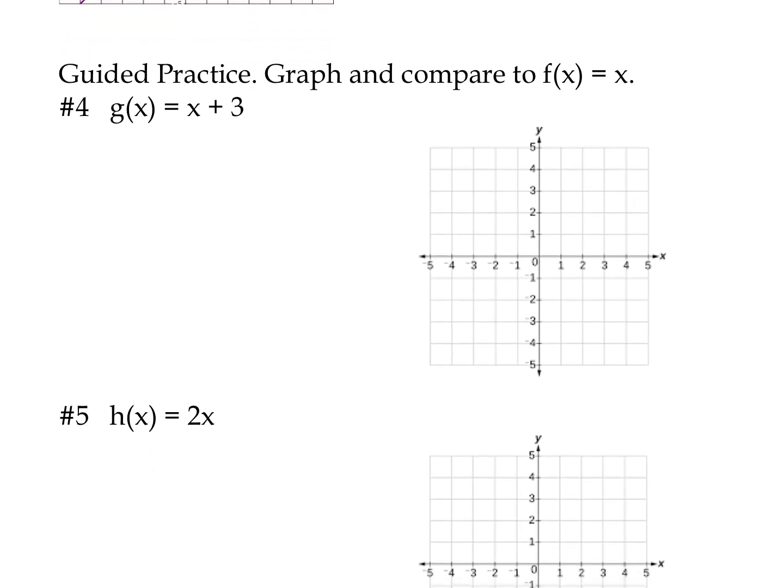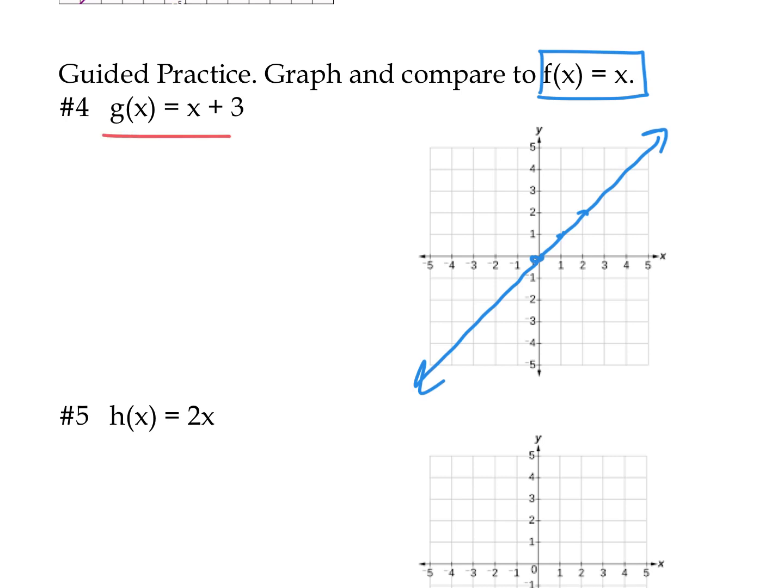So g of x equals x plus 3. We want to graph that and compare it to f of x equals x. So let's graph f of x equals x first, to see what it looks like. We have a y-intercept of 0 and a slope of 1. That's f of x equals x.